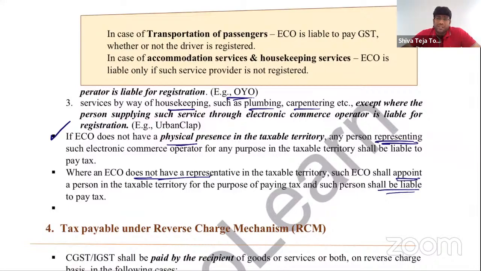So today's technology is so much developed that Book My Show does not show any show. Swiggy does not cook any food. Redbus does not operate any bus, but they're actually doing business because they're acting as an e-commerce platform. Service provider doesn't know service receiver. Service receiver doesn't know service provider. But the e-commerce operator knows both of them. That is how he's able to do the business. So 9.5 talks about 3 notified services supplied through an e-commerce operator, and the e-commerce operator is liable to pay GST. If the operator does not have physical presence in India, their representative in India is liable to pay GST. And if there is no representative, they'll appoint a representative and make him liable. That is the story of section 9.5.